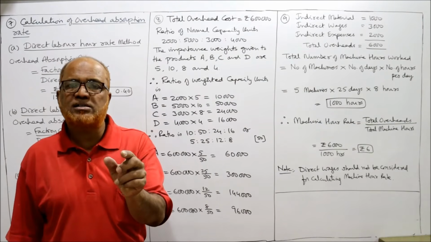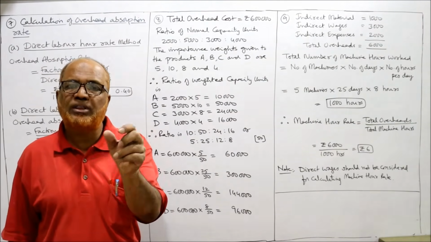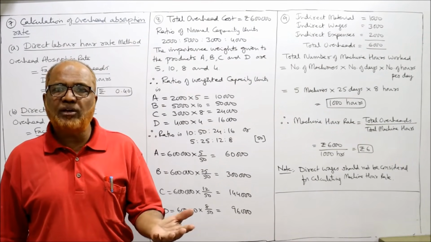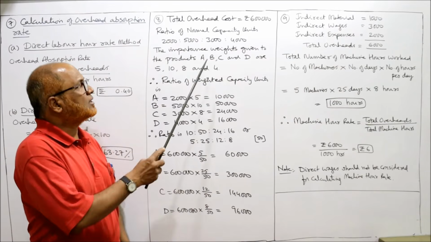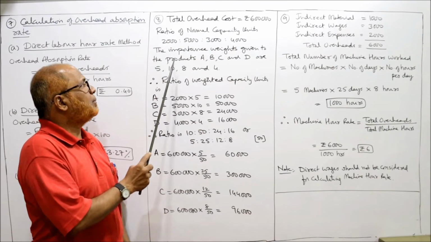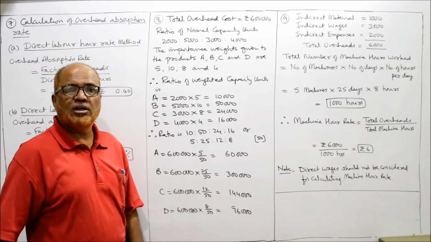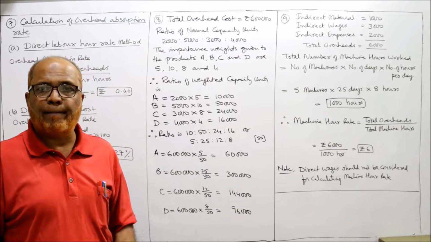Weighted capacity units means we multiply units with the points to get weighted units. We have the units, we have the points. First A product, how many units? 2,000. How many points? 5. So 2,000 into 5, 10,000 units is the weighted units for A.